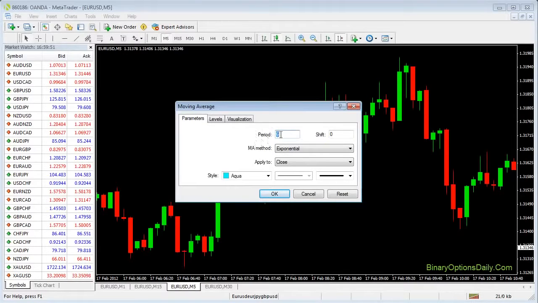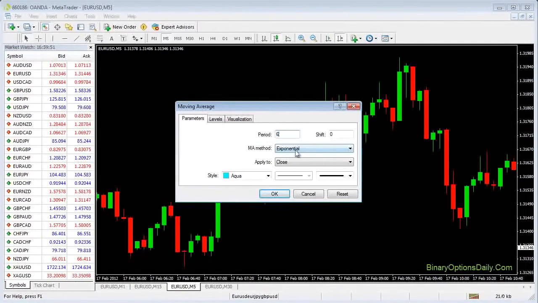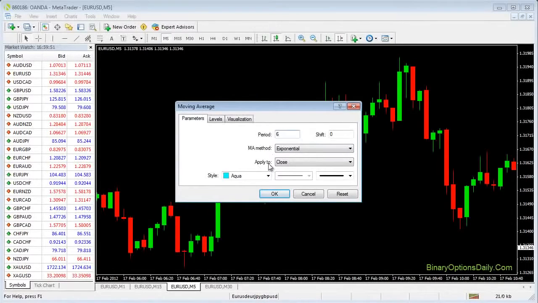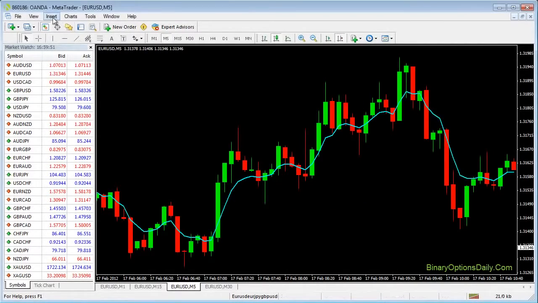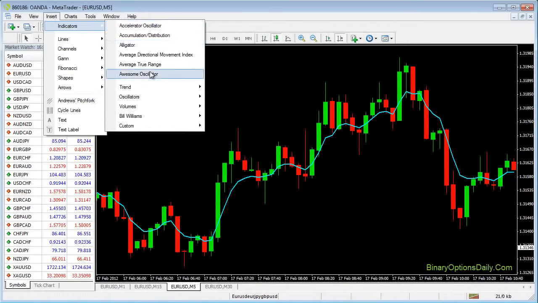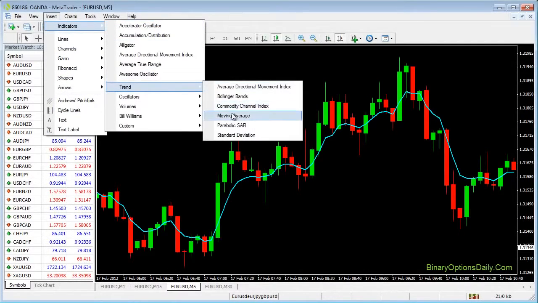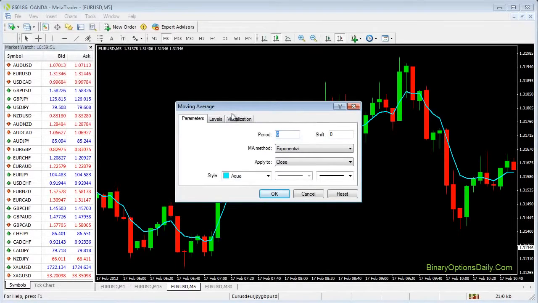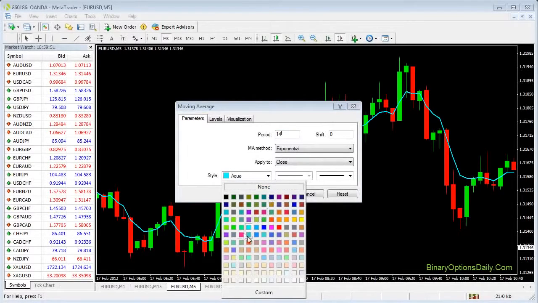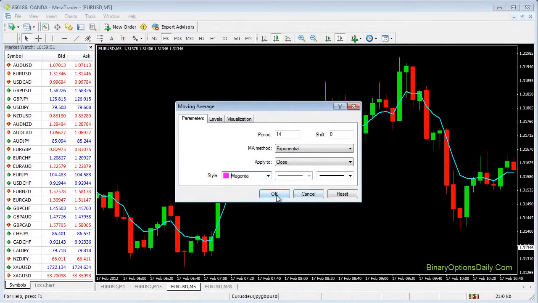And our first one is going to be a 6-period exponential moving average applied to the close. And I'm going to keep this color aqua. And actually, I'm going to make this line a little bit smaller than it was and click OK. Now we need to add 2 more, so we're going to go back to the indicators, trend, moving average. And the next one is going to be a 14-period moving average. And I'm going to be using a magenta line for this one. And again, these are all exponential and applied to close. So we're going to click OK.